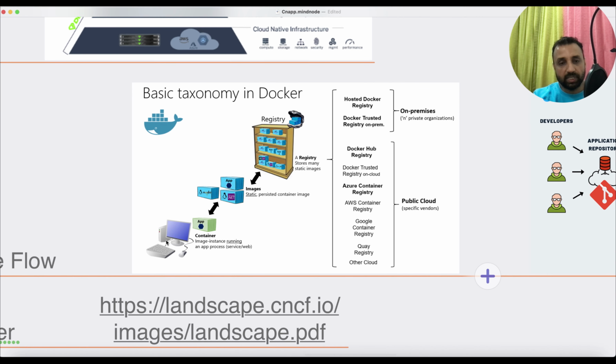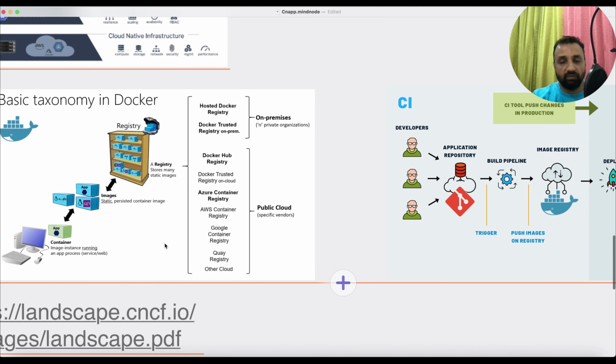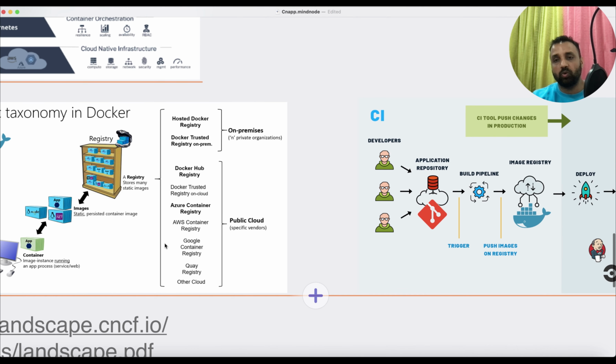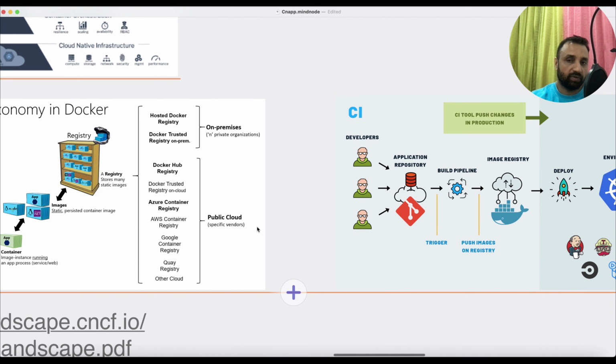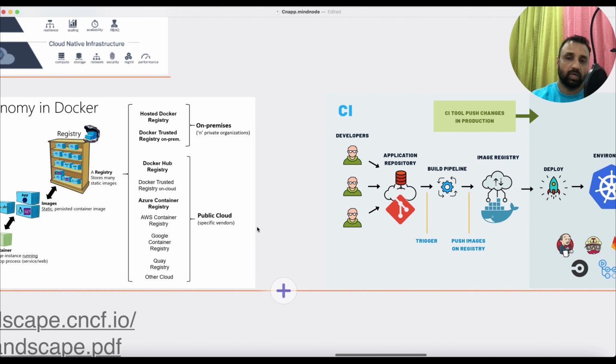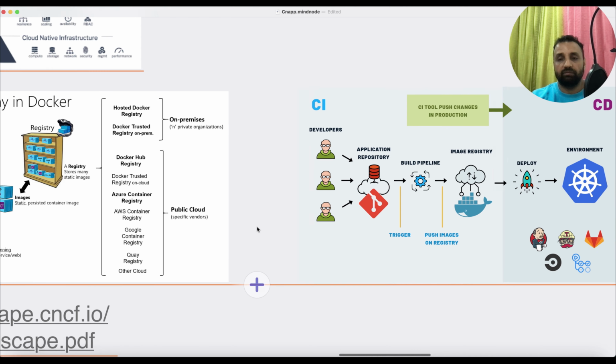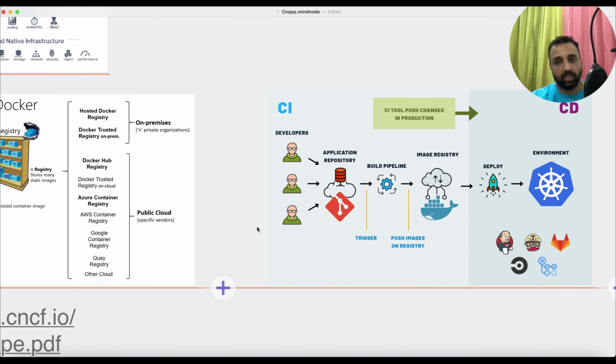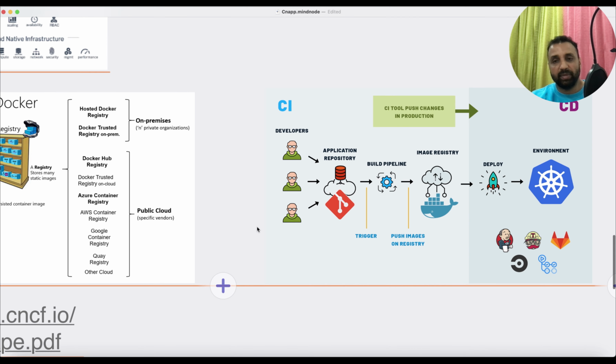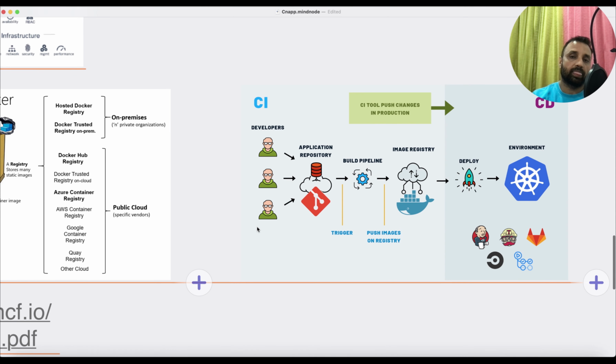If I have to summarize, developers write code. That code goes into a repository. From there, because of a trigger that's configured, a pipeline is executed for testing. If the test is successful in this process, the images are pushed to a registry, and another test is done. If that also passes, the software gets deployed in the environment. That's CI/CD for you.